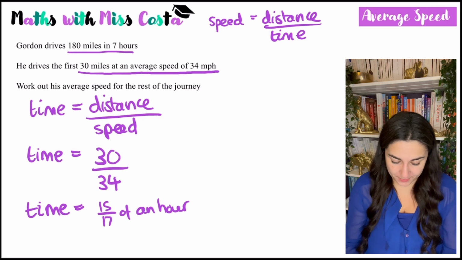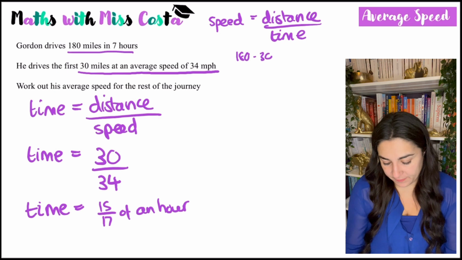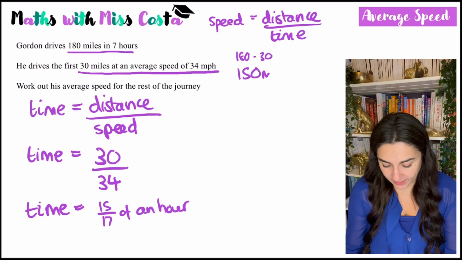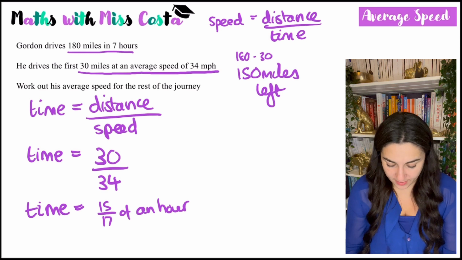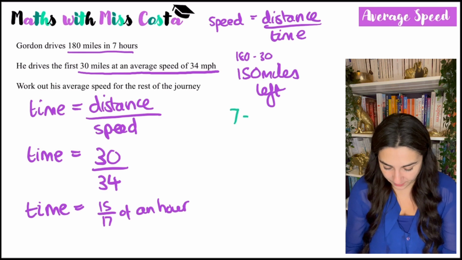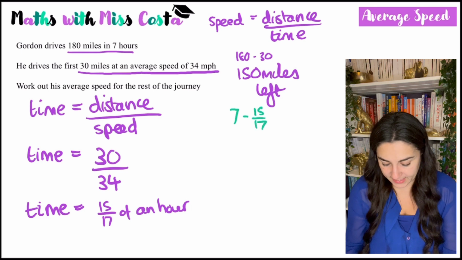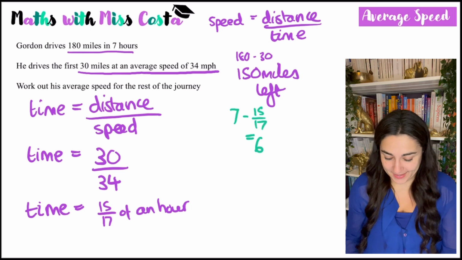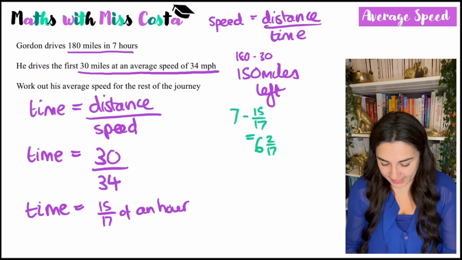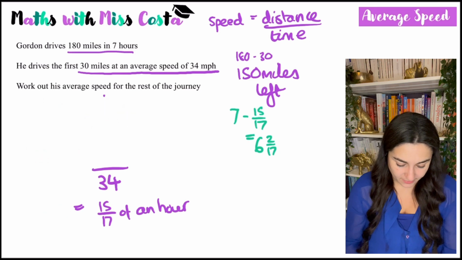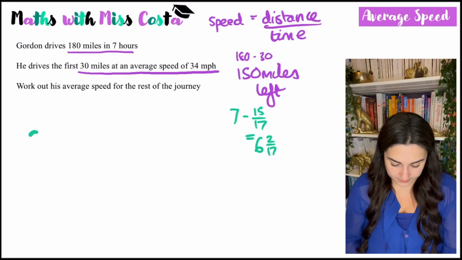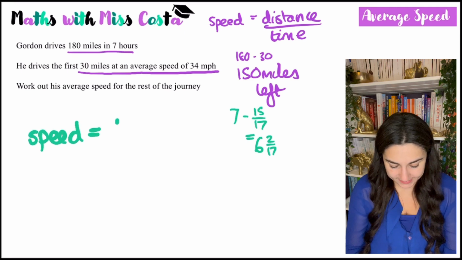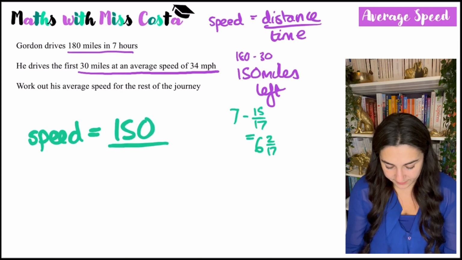So I need to work out the speed for the rest of the journey. If he's travelled 30 miles, he has 150 miles left. He travels the whole thing in 7 hours, but he's already travelled 15/17 of an hour. So he has 6 2/17 of an hour left to go. So I need to work out his average speed for the rest of that. So speed equals distance, 150, divided by time.